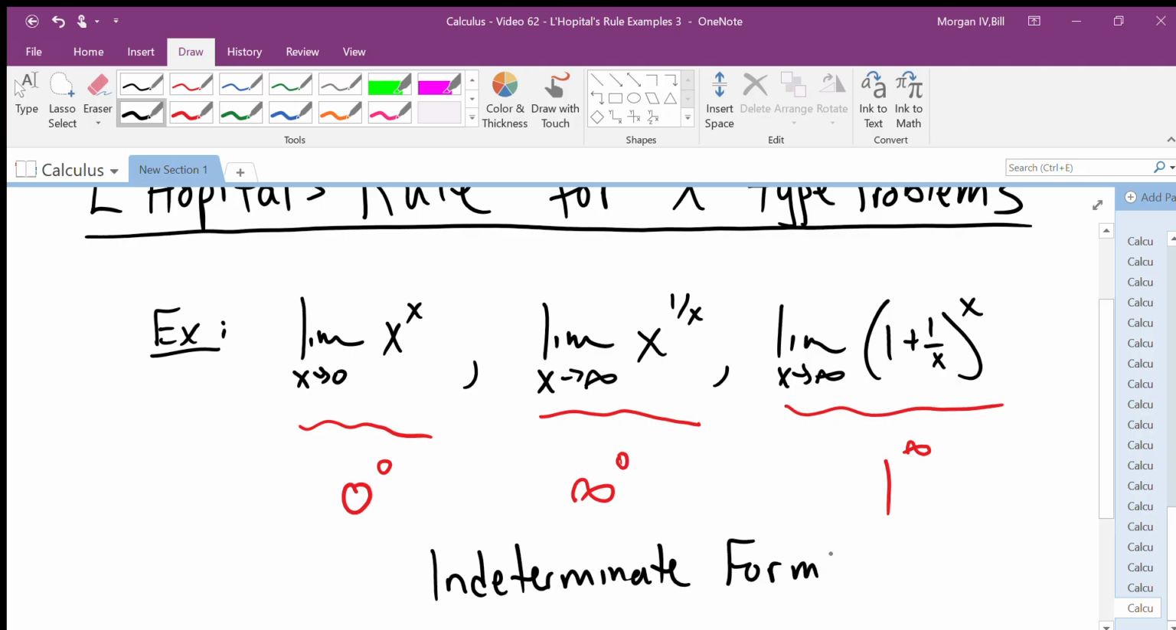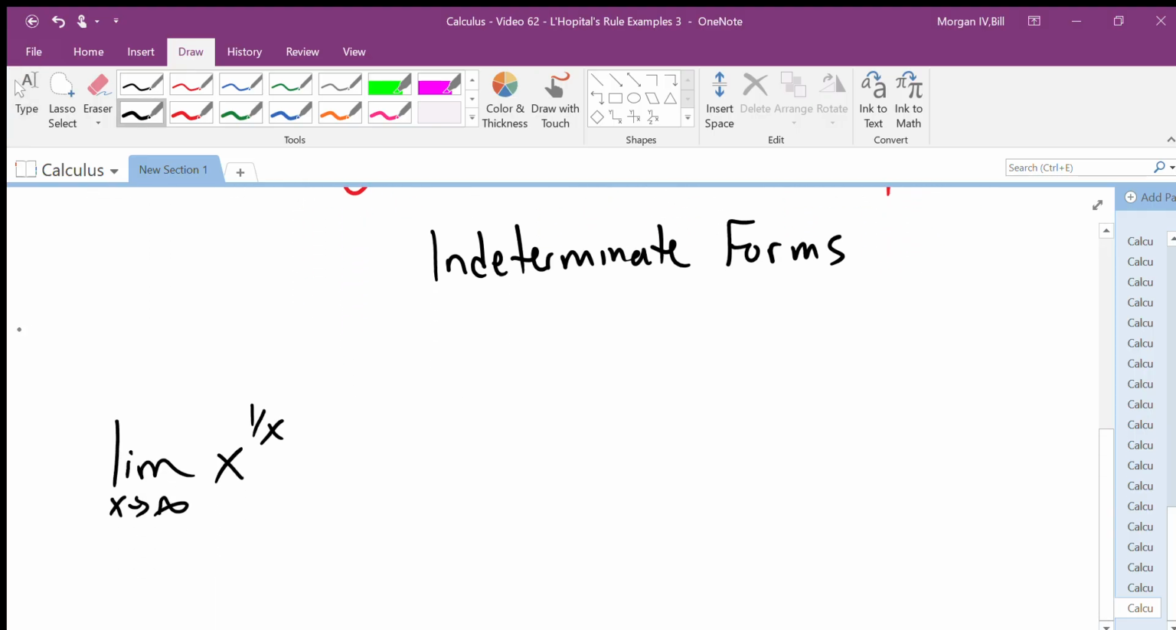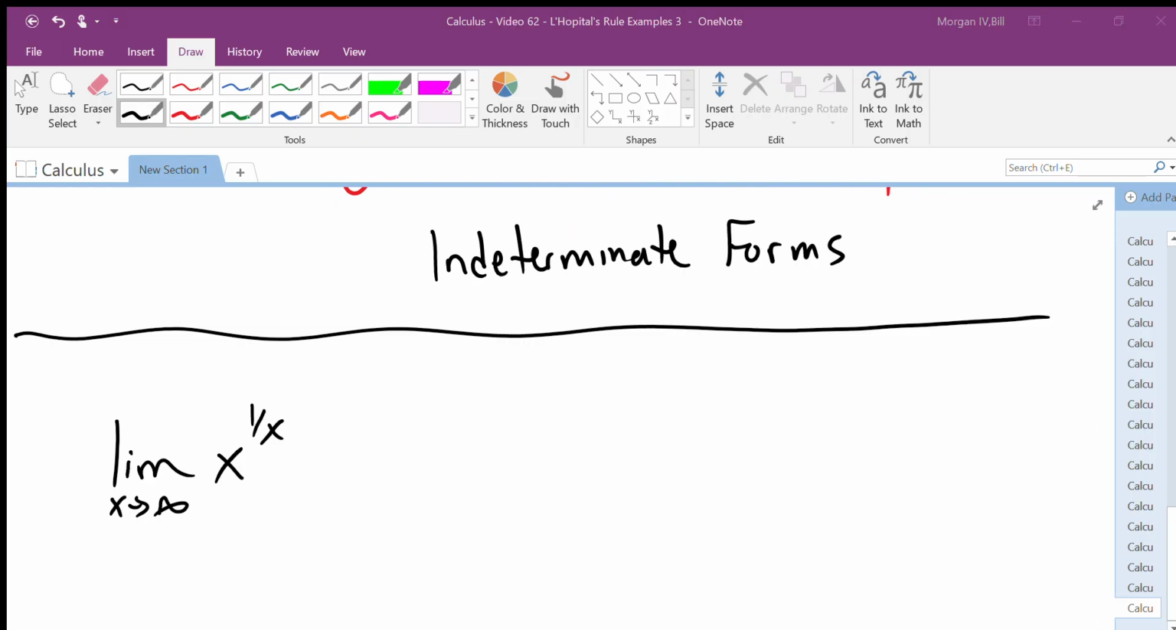But they're not 0 over 0 or infinity over infinity. So I can't at this point use L'Hopital's rule, but I have an even bigger problem. My bigger problem is that I have a variable in the base, x, and a variable in the exponent. What do you do with that? Okay, so let's try an example here. Let's do the second one I had up there.